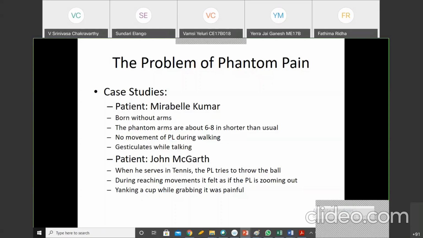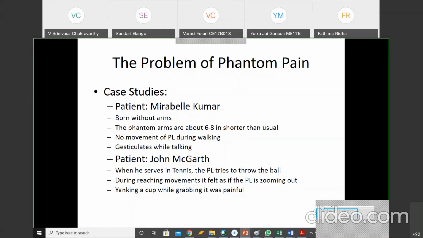So Dr. Ramachandran also studies many other interesting case studies. He describes them in his book. The first case study is a person called Mirabel Kumar. She's born without arms, but she still has the phantom limb sensation, on both sides. The only thing is these arms are about 6 to 8 inches shorter than usual.